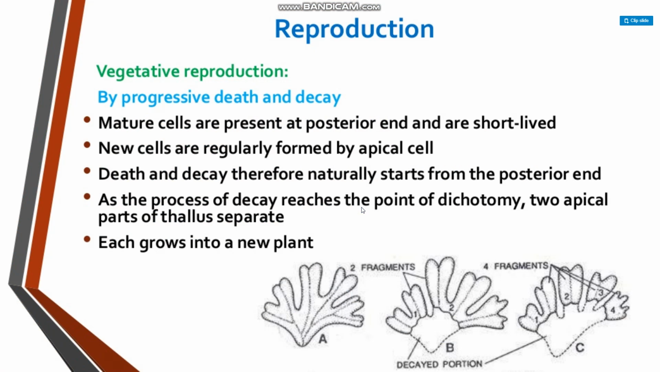Reproduction. Vegetative reproduction is by progressive death and decay. Mature cells present at the posterior end are short-lived. New cells are regularly formed by the apical cell. Death and decay therefore naturally start from the posterior end, and the process of decay continues until it reaches the point of dichotomy. Two apical parts of the thallus get separated, and each grows into a new plant.